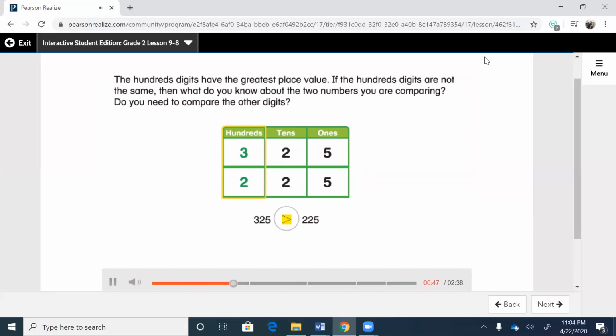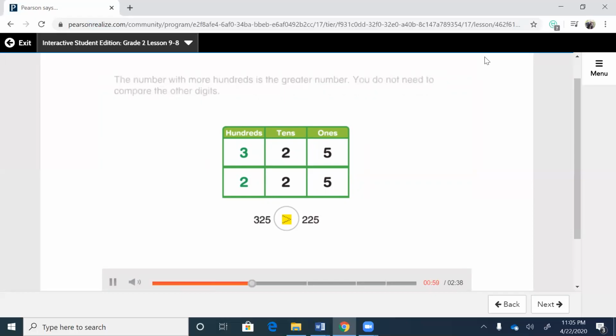The hundreds digits have the greatest place value. If the hundreds digits are not the same, then what do you know about the two numbers you are comparing? Do you need to compare the other digits? The number with more hundreds is the greater number. You do not need to compare the other digits.